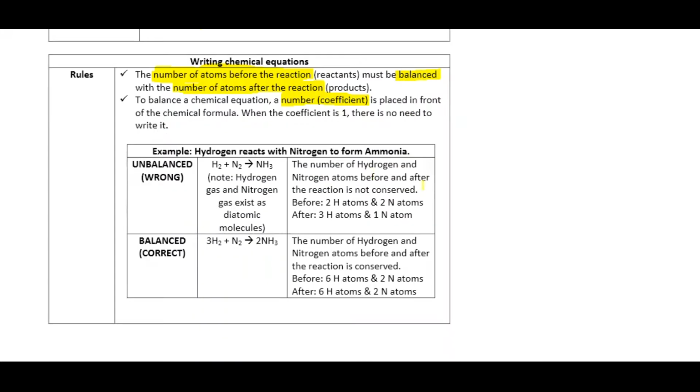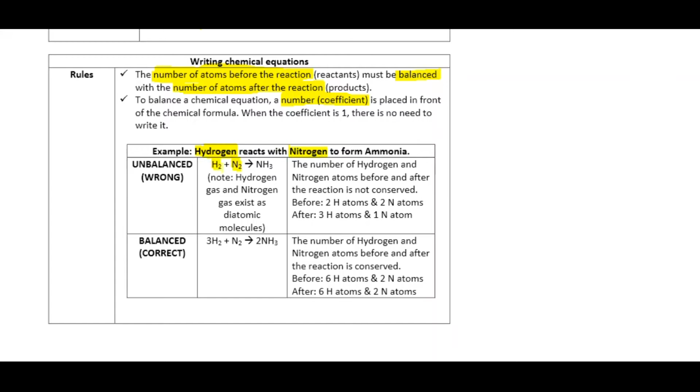I think it's better illustrated in the form of an example. So for example, let's say I have an equation where you are given that hydrogen reacts with nitrogen. So the reactants are hydrogen and nitrogen.